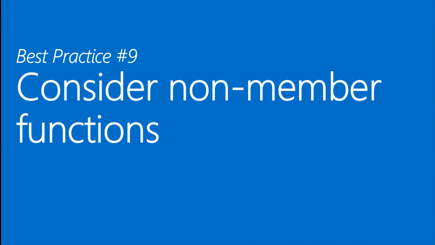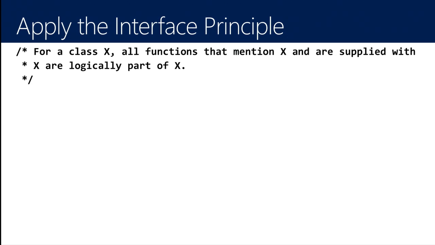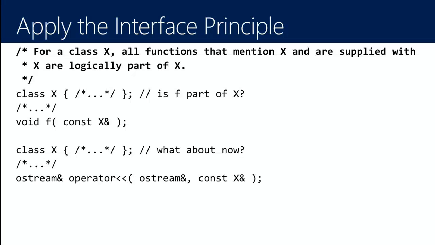Consider non-member functions. Apply the interface principle. For a class, all functions that mention X and are supplied with X are logically part of X. So this means for something like vector, in fact, here, let me go right into it here. So in the first example, we've got class X and a void F, but when you look at what that really manifests itself out to, where you've got an operator and you've got class X, you can see that those are related, even though the operator overload doesn't necessarily ship with or isn't a member of class X. So they logically go together, and you can have non-member functions, right? They're supporting here. Let me go to the next slide.